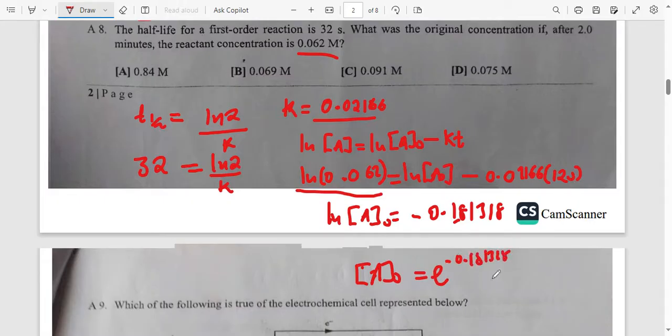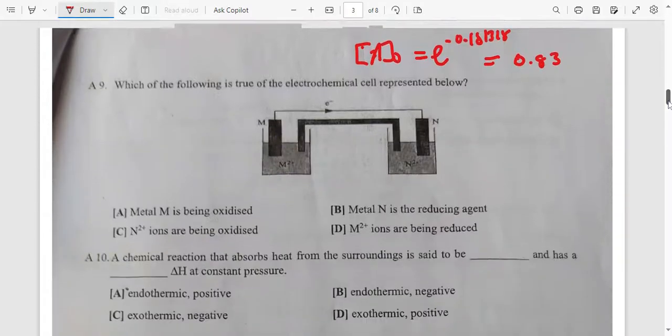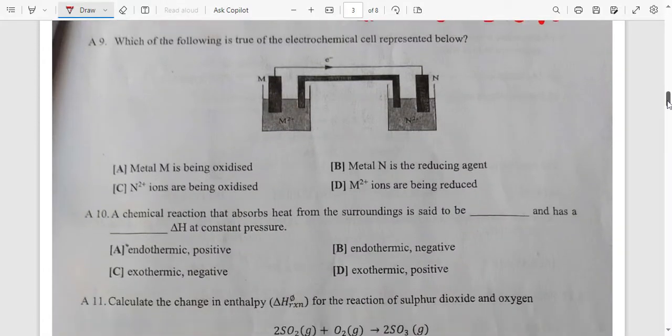So to find now the initial concentration of A, it will be e to the power negative 0.181318, because a natural log has got base e. That gives 0.83. Okay, so meaning that is basically 0.84. Okay, so see, it was a typing error. So make sure that you are very careful as you get to write.